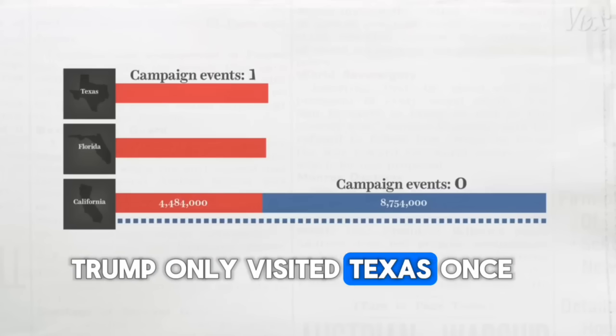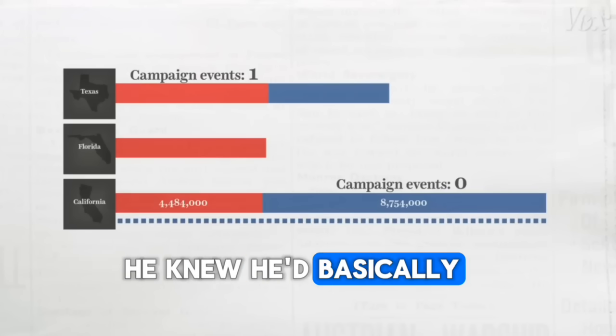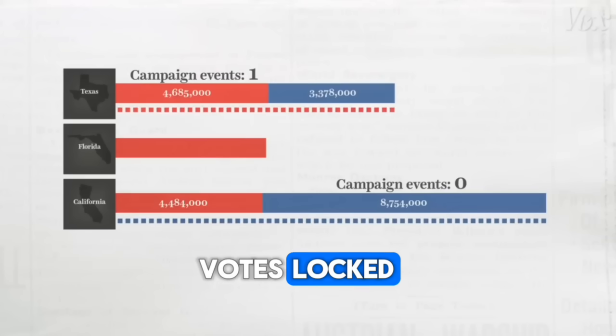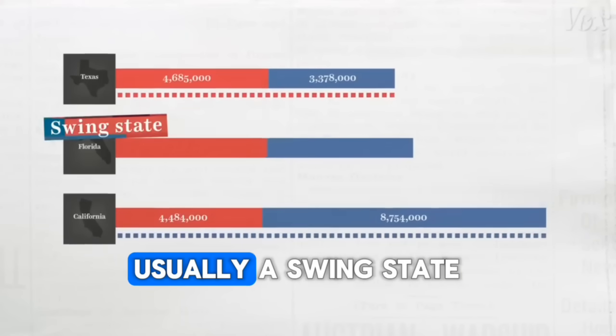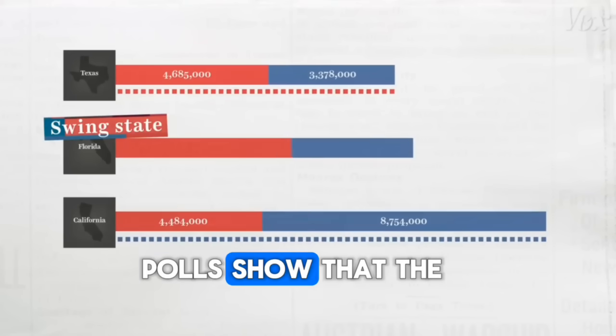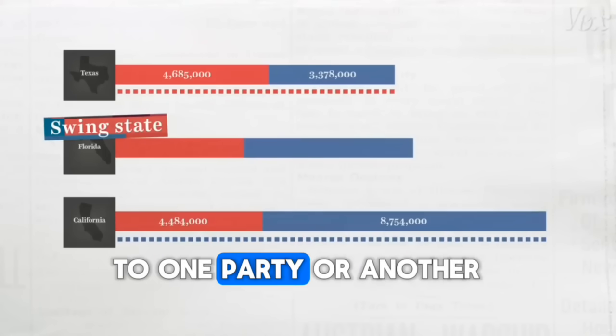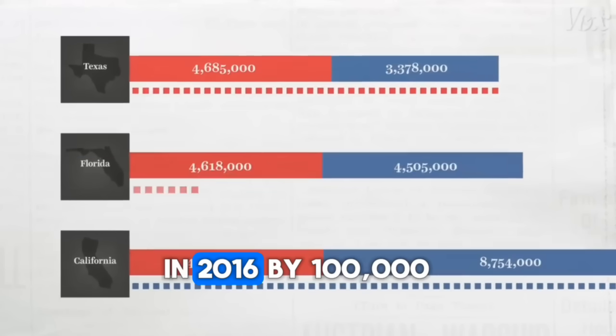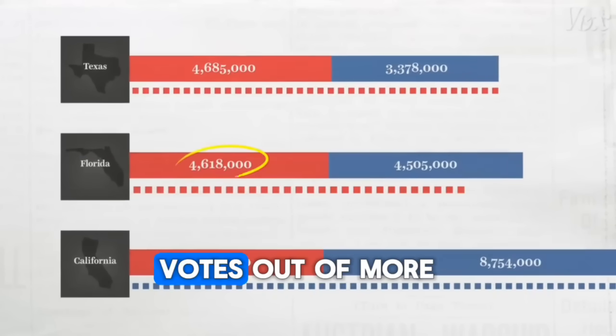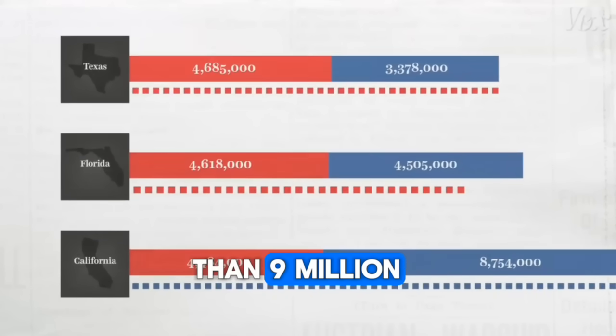Trump only visited Texas once. He knew he'd basically have that state's electoral votes locked. But they both visited Florida 35 or more times. That's because Florida is usually a swing state. Polls show that the vote there could swing to one party or another nearly every election. Trump only won it in 2016 by 100,000 votes, out of more than 9 million.